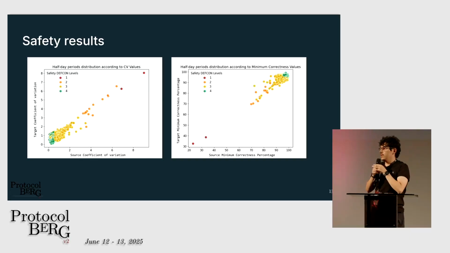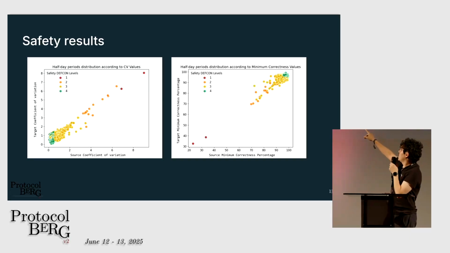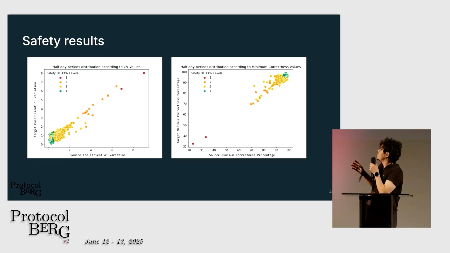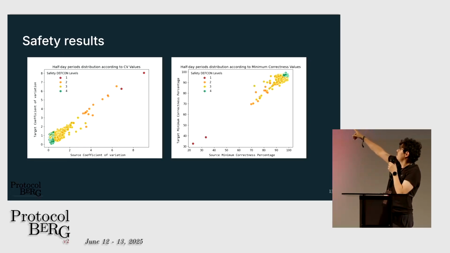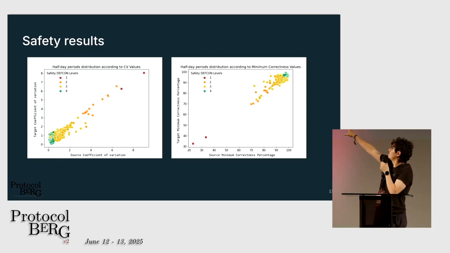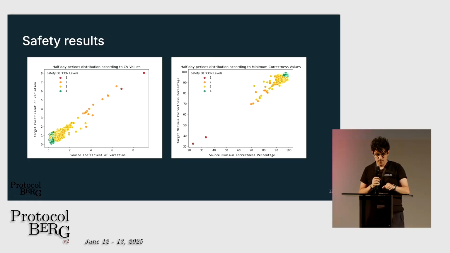And in the other figure, we have in the x-axis the source coefficient of variation, and in the y-axis the target coefficient of variation, which we want to be as low as possible. And we can see that what we want is to have all half-day periods at the bottom left side of the figure.